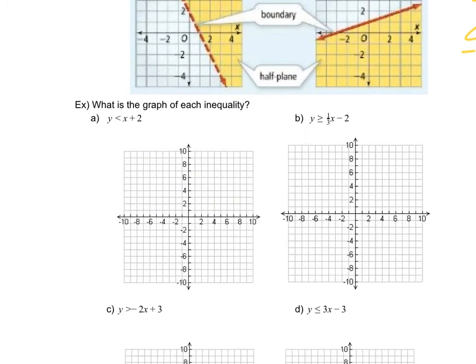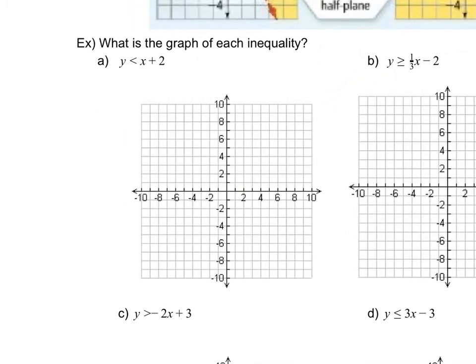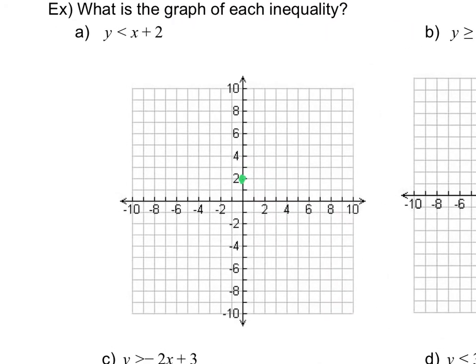Okay, so what is the graph of each inequality? Letter A, we have y is less than or equal to x plus 2. So let's just start graphing it like we would a normal line. Go ahead and put a dot on your y-intercept, which is 2. And then the slope is 1, so up 1 over 1, up 1 over 1 a few times. Okay, is this going to be a solid or a dashed line? Well, it's going to be a dashed line. So this one you can't use your straight line tool, you have to actually graph it.